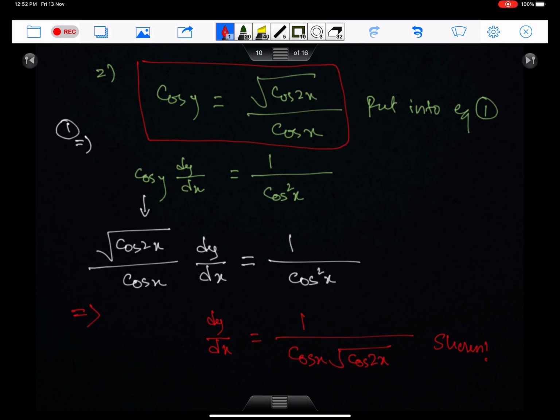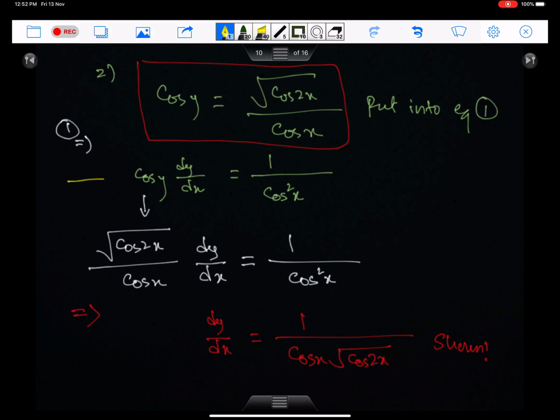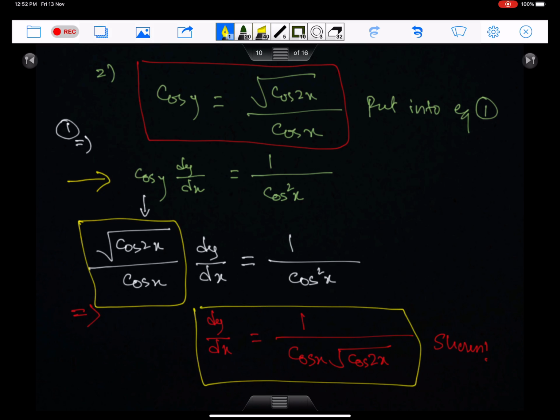And we need to substitute this value into equation 1. And this is equation number 1, the gradient equation. By substituting cos y into this equation, we have, this is the value of cos y. So by cancellation on both sides, we will get the answer shown. So a lot of trigonometry was required to prove this question.